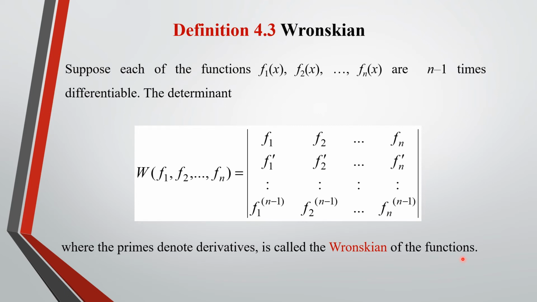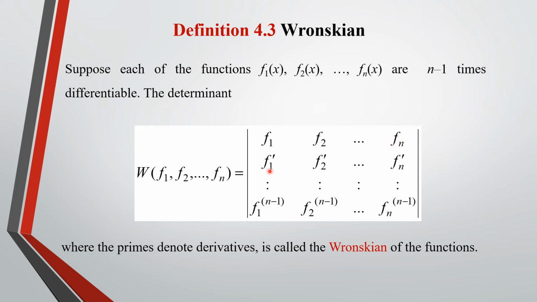Okay, to explain this, let me focus only on, let's say, 4 functions, f1, f2, f3, and f4. So this determinant will be written as W of f1, f2, f3, f4. Since there are only 4 functions, the determinant will contain a matrix of size 4 by 4, 4 rows and 4 columns. So the entries in the first row are f1, f2, f3, and f4.